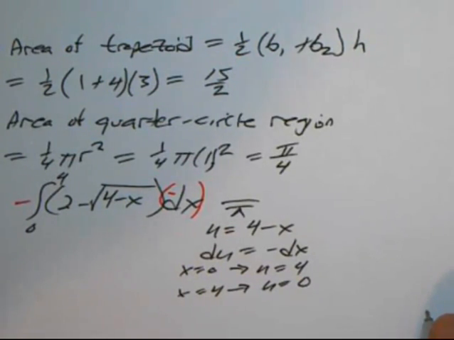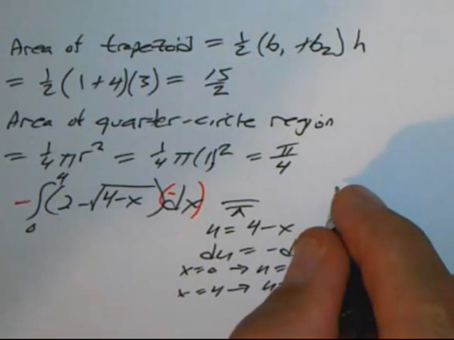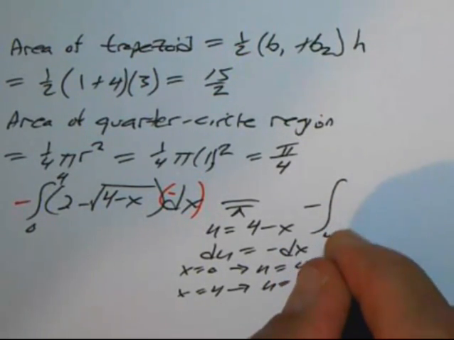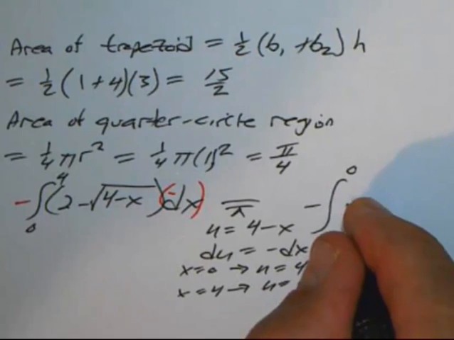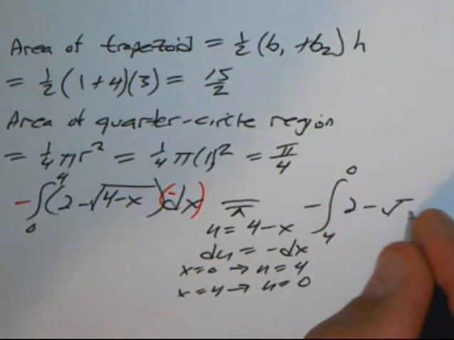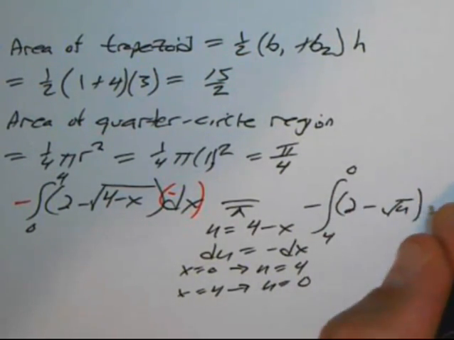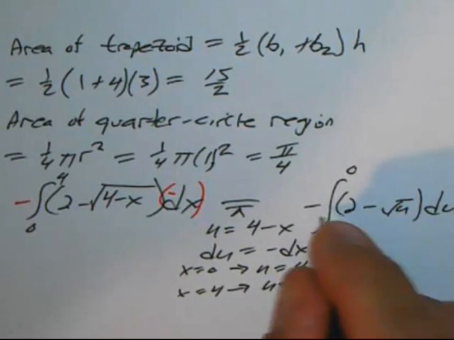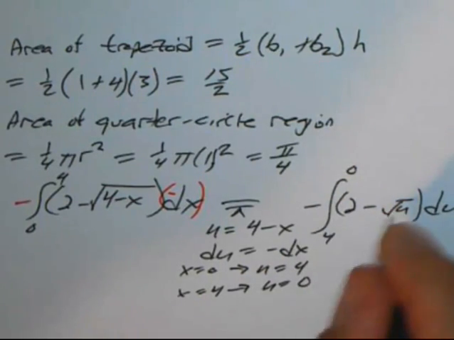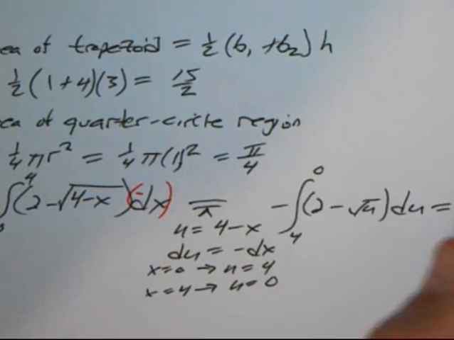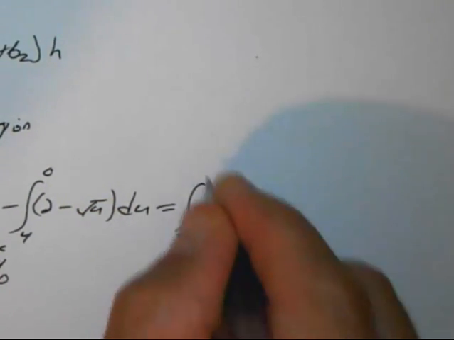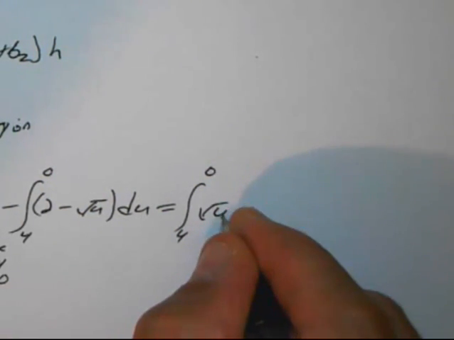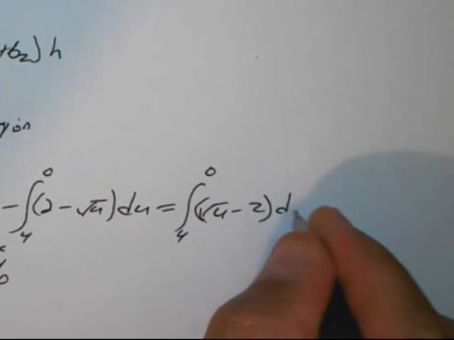Okay, so then this new integral starts to look like negative of, and it's going from 4 to 0, 2 minus the square root of u du. Since there seem to be a lot of negative signs here, I can make one more step by distributing this back through here, and then having a square root of u minus 2 du.